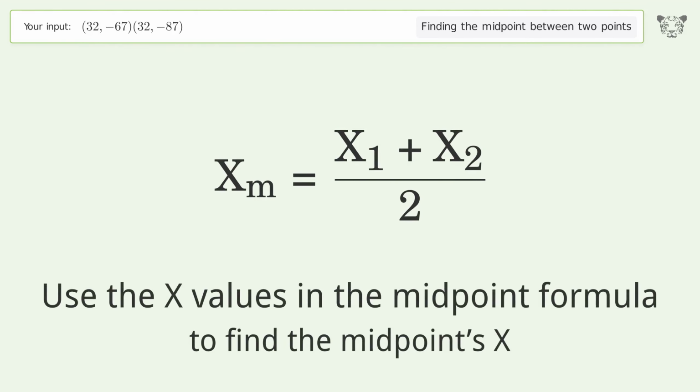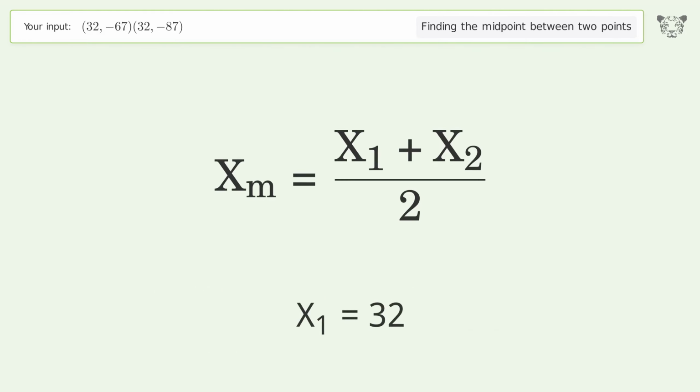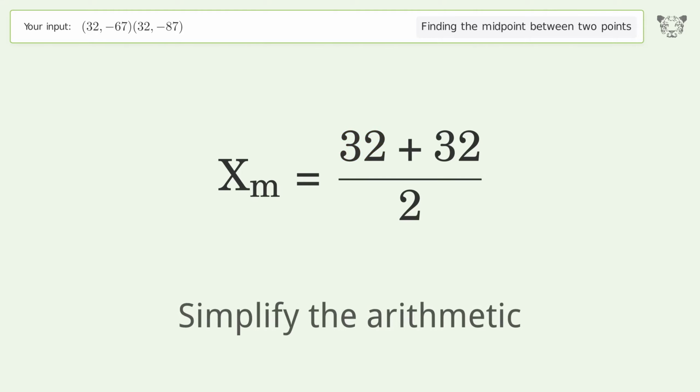Use the x values in the midpoint formula to find the midpoint's x. x1 equals 32. x2 equals 32. Simplify the arithmetic.